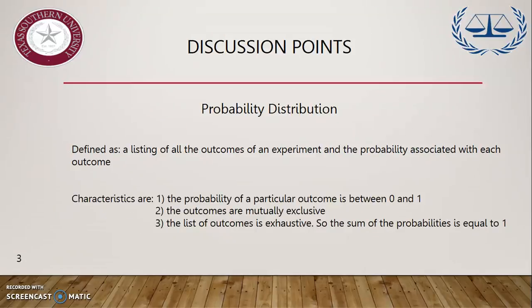So I want to talk about what a probability distribution is first. According to the text, it's defined as a list of all outcomes of an experiment and the probability associated with each outcome. The characteristics are that the probability of a particular outcome is between 0 and 1, outcomes are mutually exclusive, and the list of all outcomes is exhaustive. So the sum of the probabilities is equal to 1.